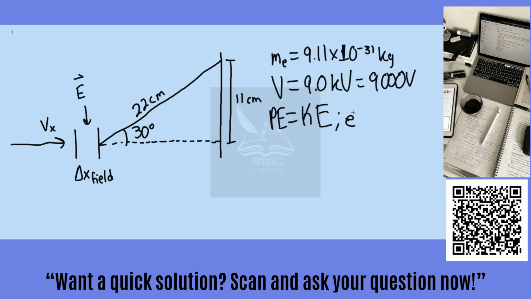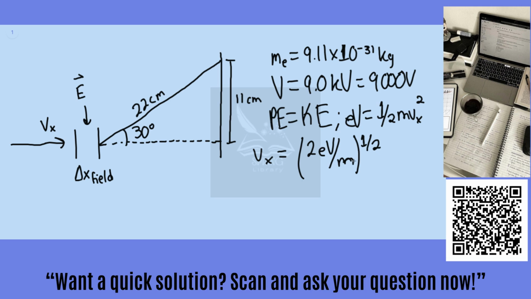So we can say that EV equals 1/2 m Vx squared. And we find that Vx is going to be equal to (2eV over m) to the 1/2 power. Now, we're not going to solve for this just yet. It's actually easier just to keep it in variables and then solve at the very, very end.